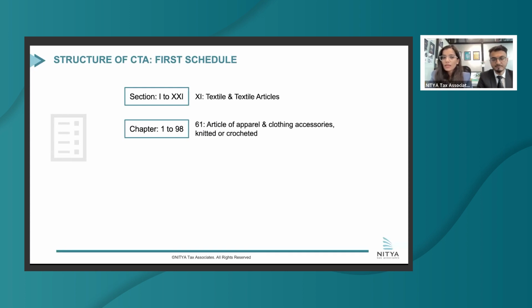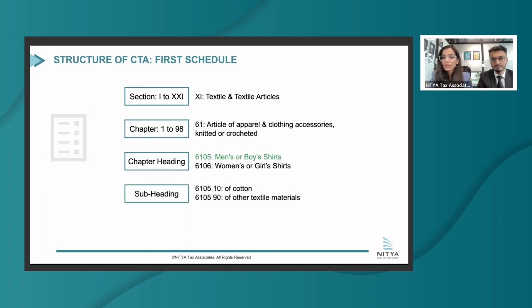Then within that, there is chapter 61, which covers apparel, or articles of apparel and clothing accessories. Once we are done with the chapter, that apparel will get covered under chapter 61, now we have to find the relevant chapter heading. For men's sweatshirts, there is a broad heading 6105 for men's shirts and 6106 for women's shirts. So now we'll get covered in 6105.